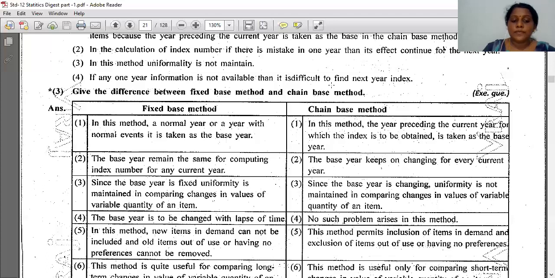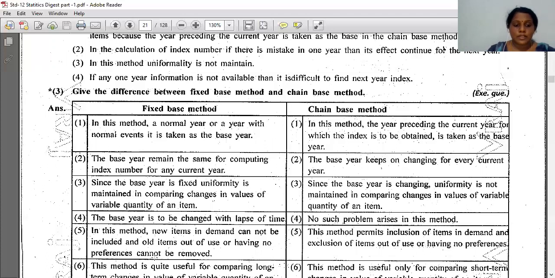In short, if the base year is fixed, then uniformity is maintained for comparing the values of different years. And in the chain base method, the base year is not fixed, it keeps on changing. That's why uniformity is not maintained, right? Fourth one, in chain base, the base year is to be changed with lapse of time. No such problem arises in the fixed base method.